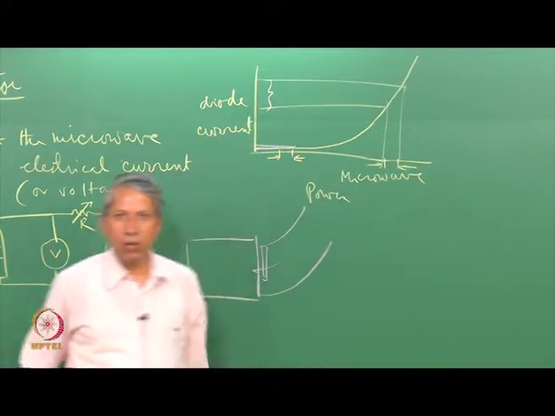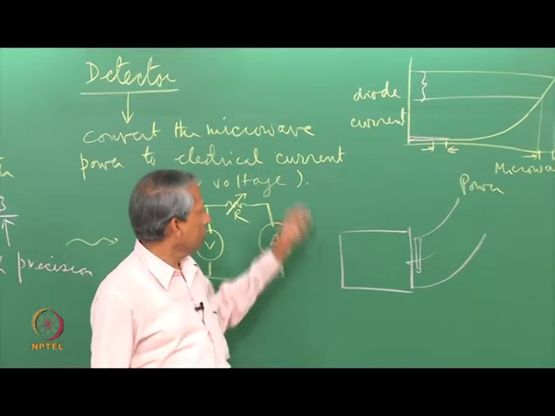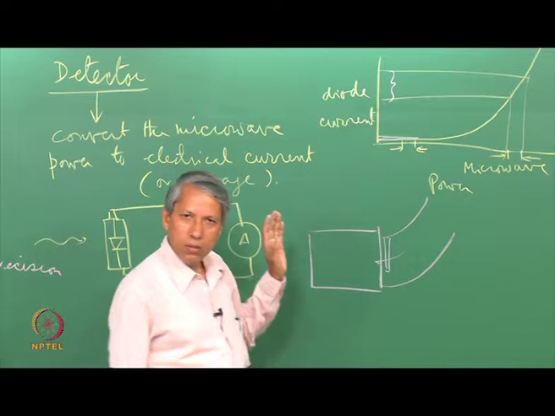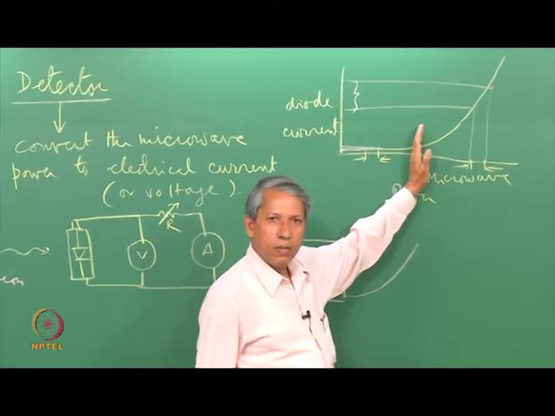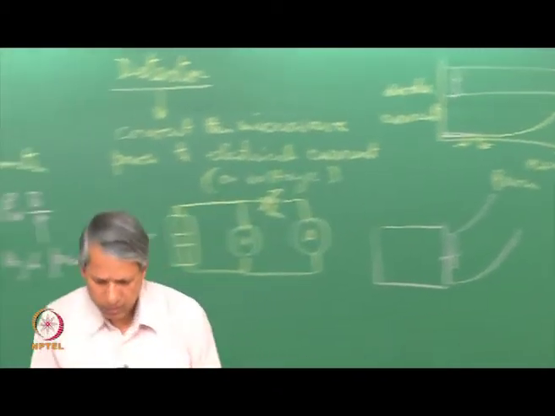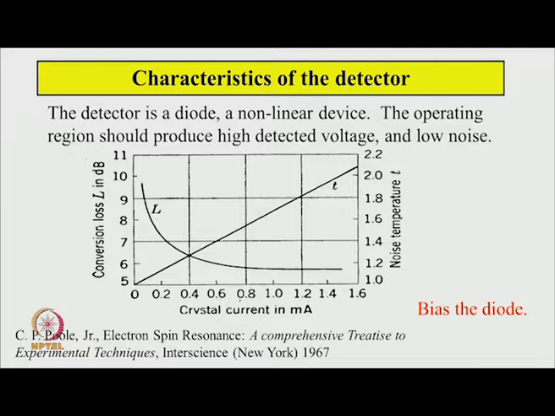Like all electron devices, a diode also produces noise. This noise depends on the bias power. The bias power, if you keep on increasing, noise also increases, and that is shown here quantitatively in this slide here. So this is the crystal current. So increasing crystal current is possible by increasing the microwave power falling on the diode. So L stands for the loss for converting the microwave to the voltage. So as the crystal current increases, the loss decreases.